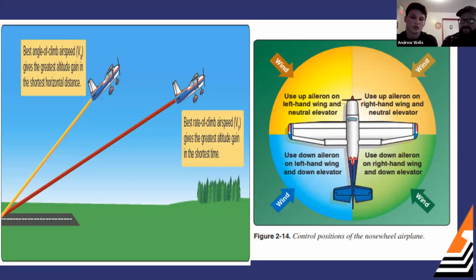So that's why when we're climbing for a while, we climb at VY. Otherwise, we're climbing at VX. We may get up to our altitude faster, but we're not going to cover much distance. And your cross-country flight may be a little bit longer, especially depending on what altitude you're going to.